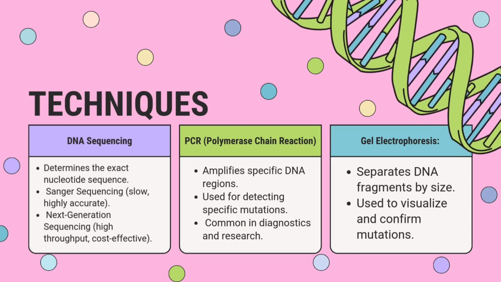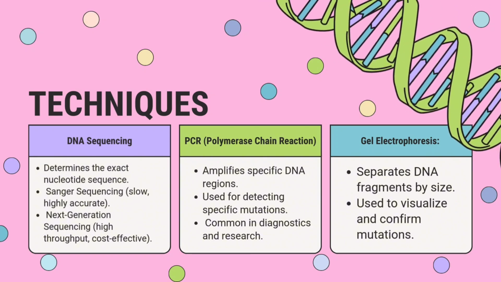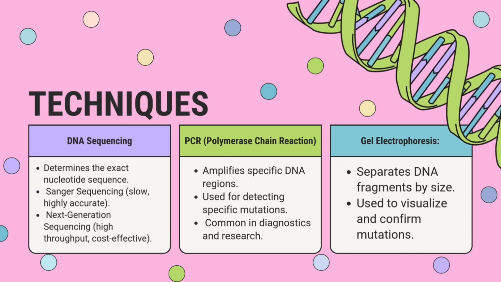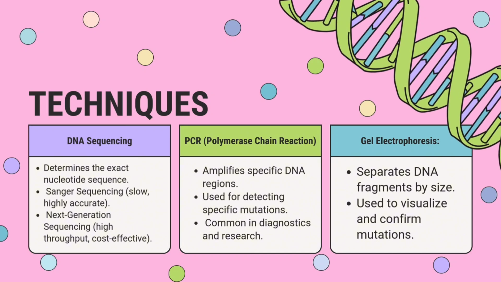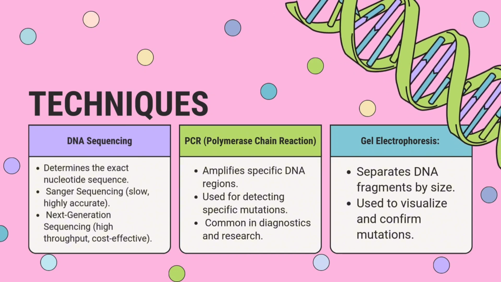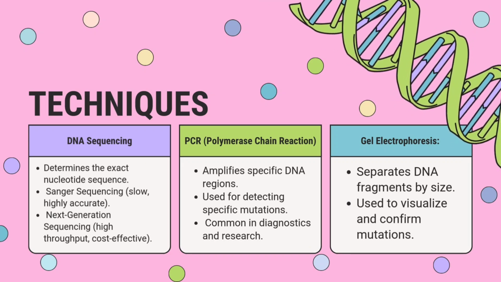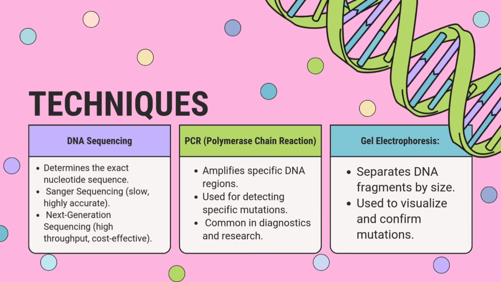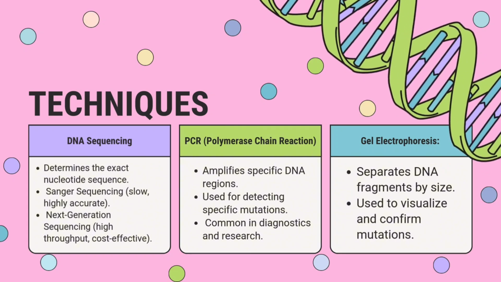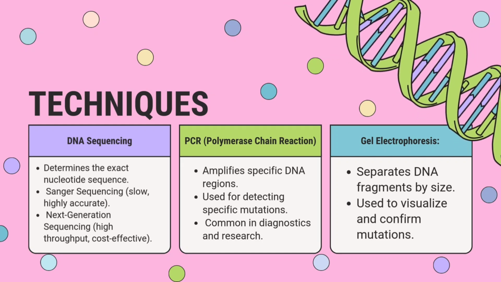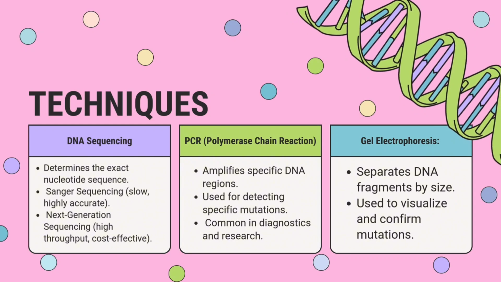Polymerase chain reaction, PCR. Polymerase chain reaction, PCR, is another essential technique for mutation detection. PCR amplifies specific DNA regions, allowing scientists to focus on particular sections of the genome. It is particularly useful when working with small or degraded DNA samples. PCR uses primers, short sequences of nucleotides that target specific regions of the DNA, followed by repeated cycles of heating and cooling to replicate the DNA. This technique makes it easier to detect mutations even in small quantities of DNA.